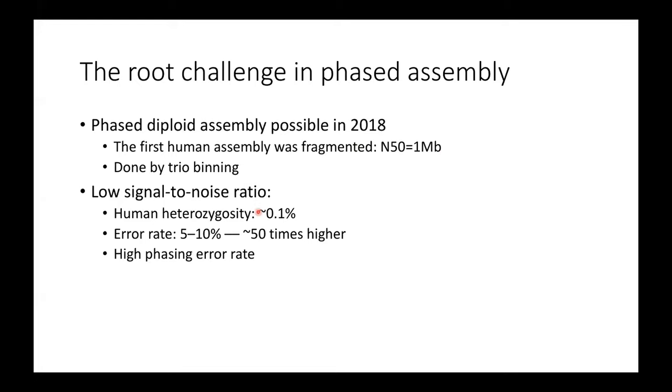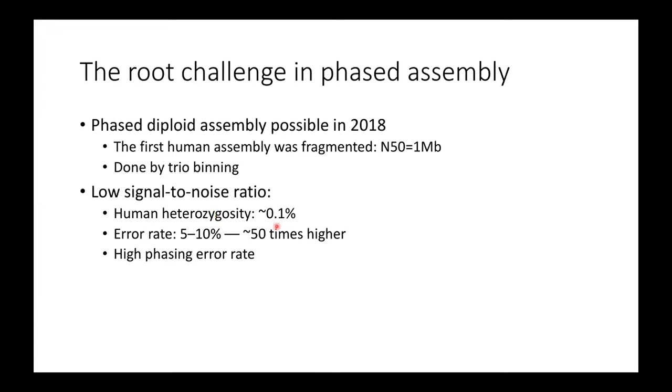And there were also a lot of phasing errors in this assembly. The key reason we couldn't achieve high accuracy in this phased assembly was mostly the low signal-to-noise ratio. Basically, the noise here is the sequencing errors. At that time they were using PacBio continuous long reads, CLRs, and the error rate is around 10%.